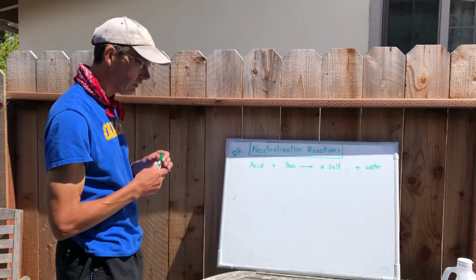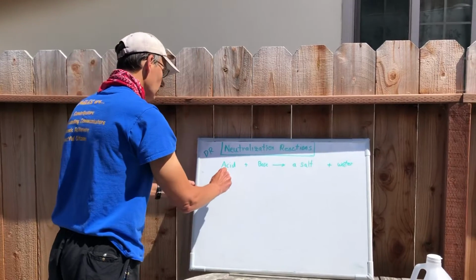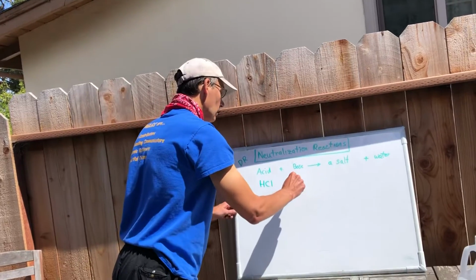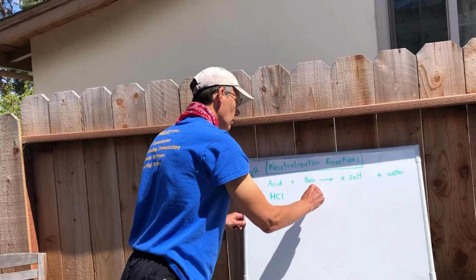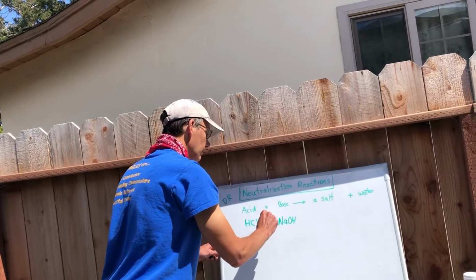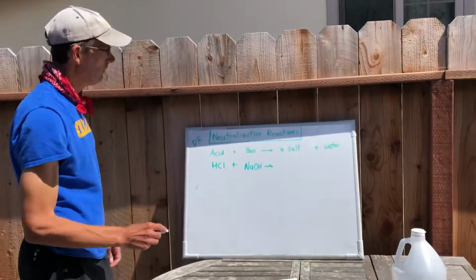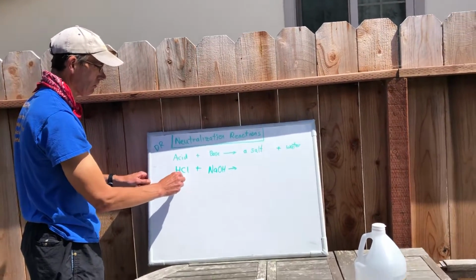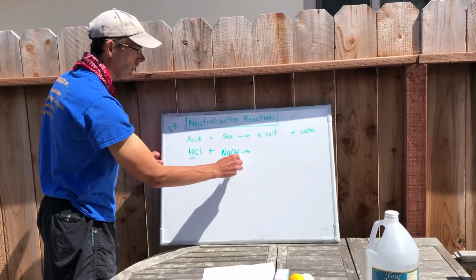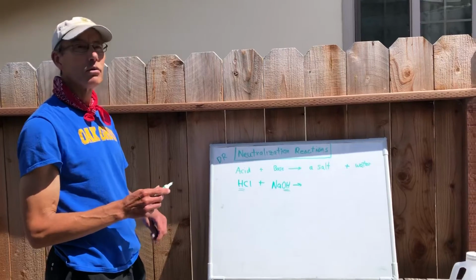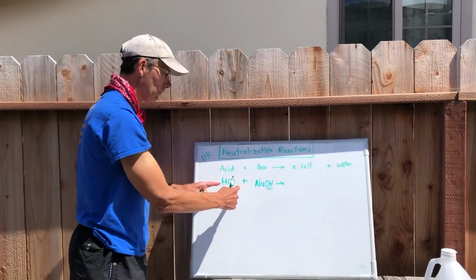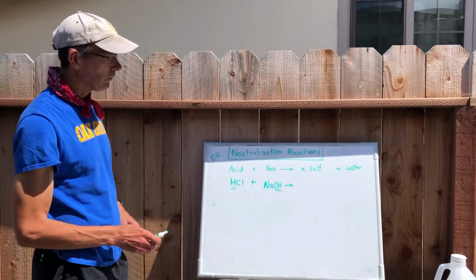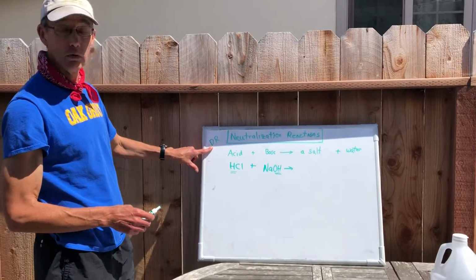So I'm going to start off with an example of an acid, hydrochloric acid, and a base, sodium hydroxide. Now, in this case, I want you to look at the hydrogen and the hydroxide. And remember, in a double replacement reaction, the positive ions trade places and the negative ions trade places. That's why I wrote DR here, to remind you that this is a double replacement reaction.